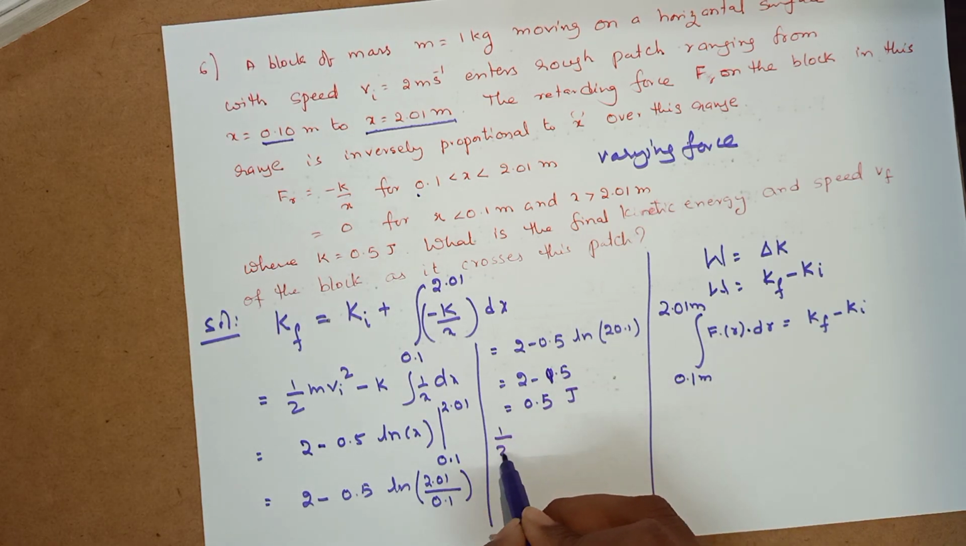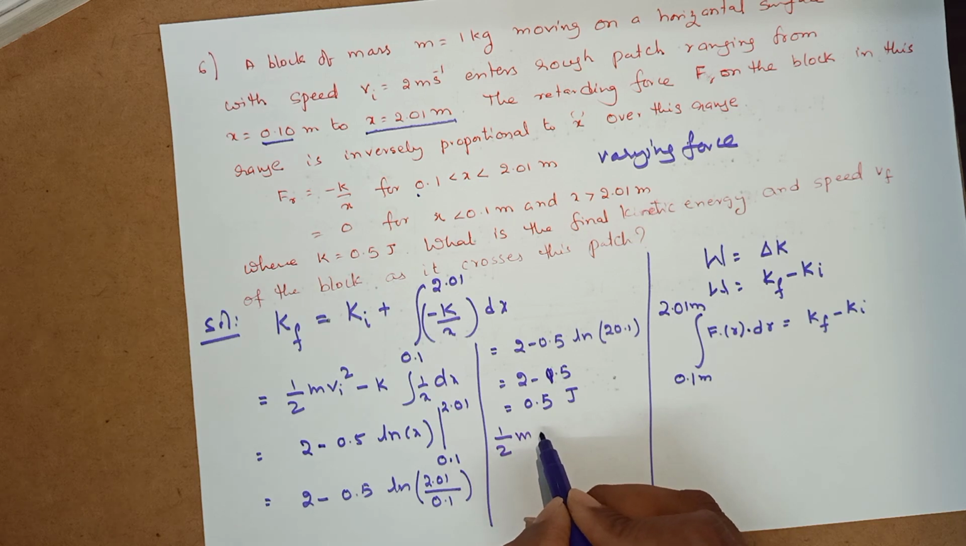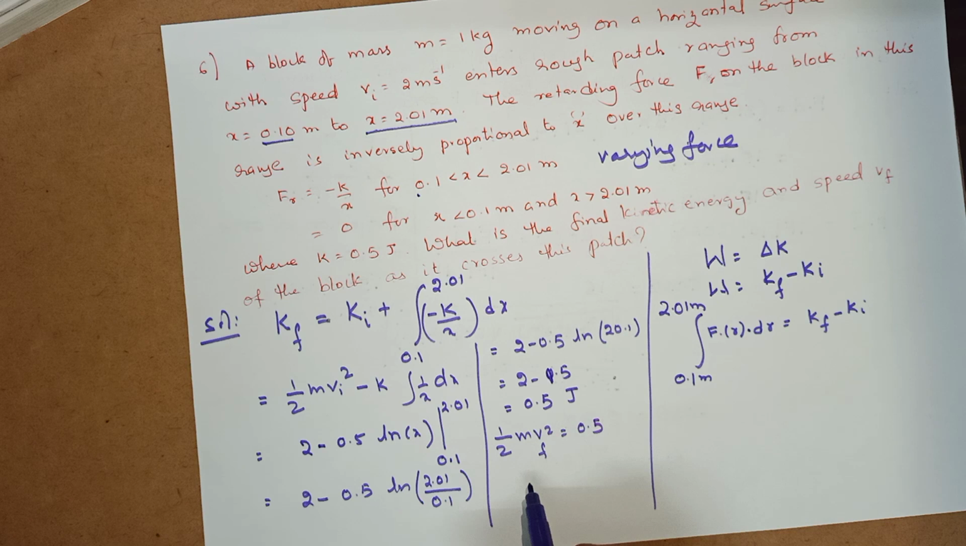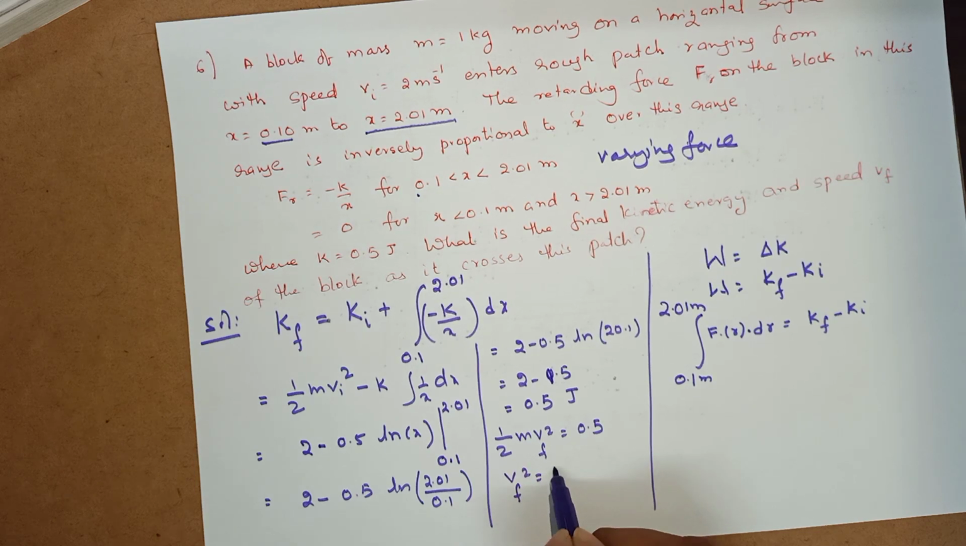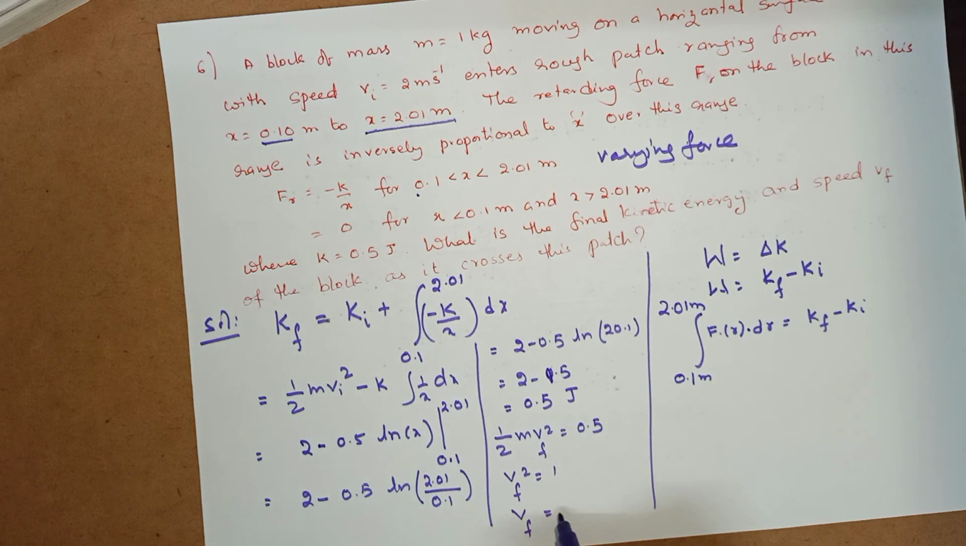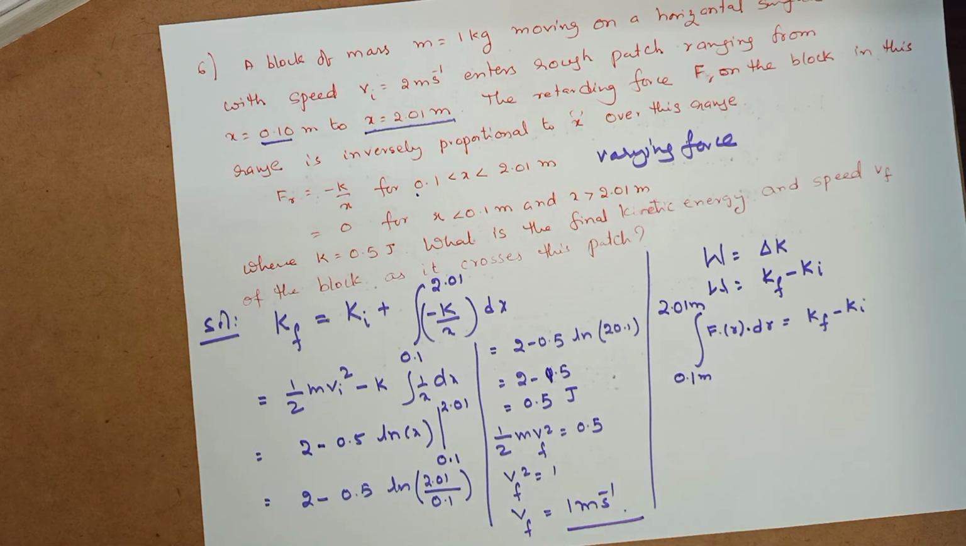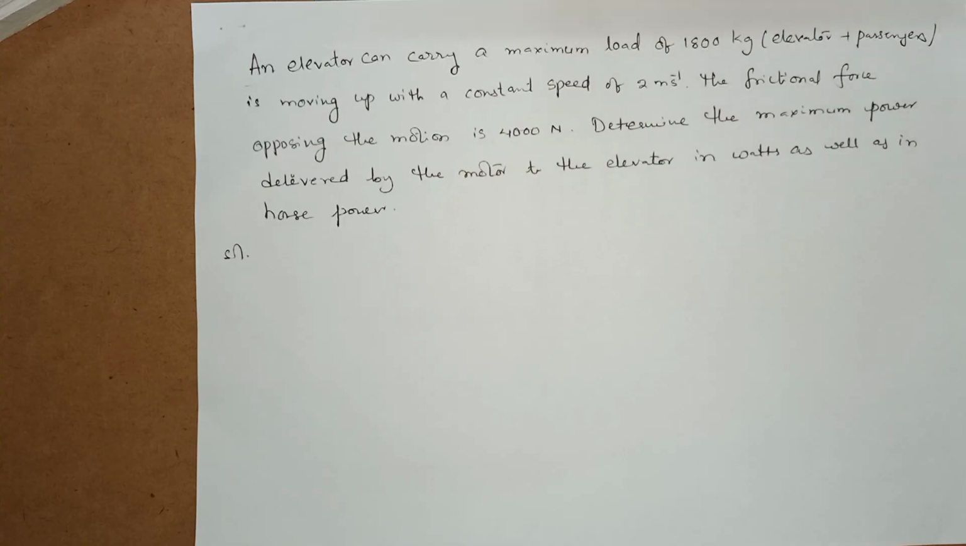So half m vf square is equal to 0.5. From this, 1 by 2, if you calculate it all, 1 by 2, 2 into 1, vf square is equal to 1, vf is equal to 1 meter per second. This is the sixth problem.